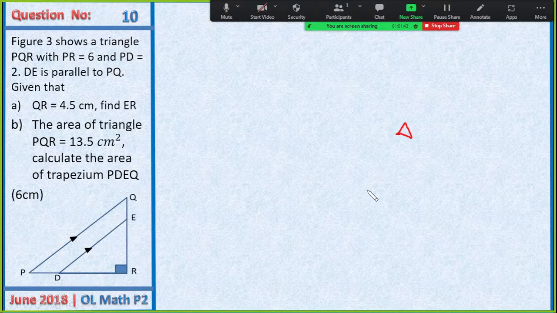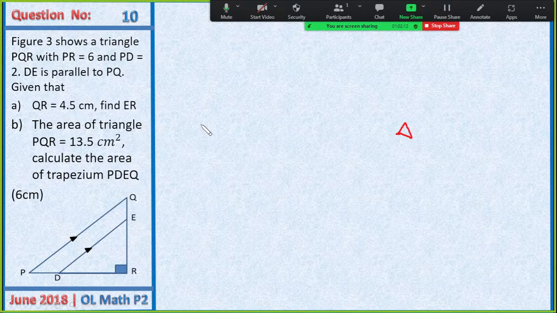Question 10. Figure 3 shows a triangle PQR with PR equals 6 and PD equals 2. DE is parallel to PQ. Given that QR is 4.5 centimeters, find ER. If QR is equal to 4.5, find ER.